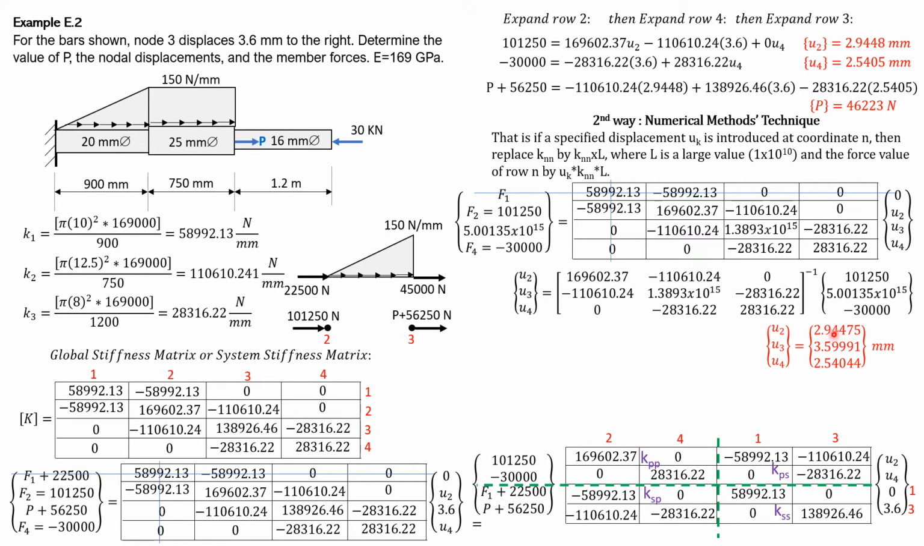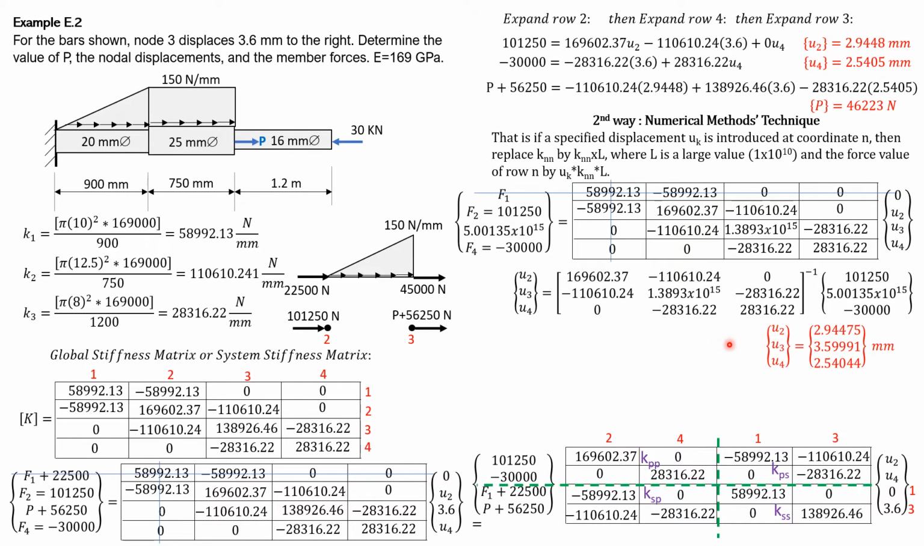Then you'll get U2, U3, U4, which is equal to 2.94475. This is almost the same as that. Then 3.6, this is practically 3.6, which is the specified displacement. Then 2.54044, which is most likely the same as that practically. So that's the second technique.